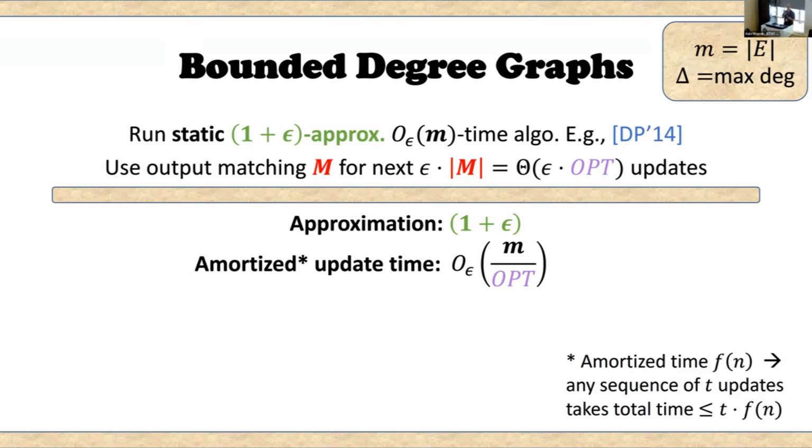We're spending m work every roughly opt steps. At first glance, this doesn't look great, right? The graph could be very dense, opt could be tiny. Well, it turns out that there's a limit to how large the gap between these two could be, and in particular, these two can at most differ by a factor of max degree.